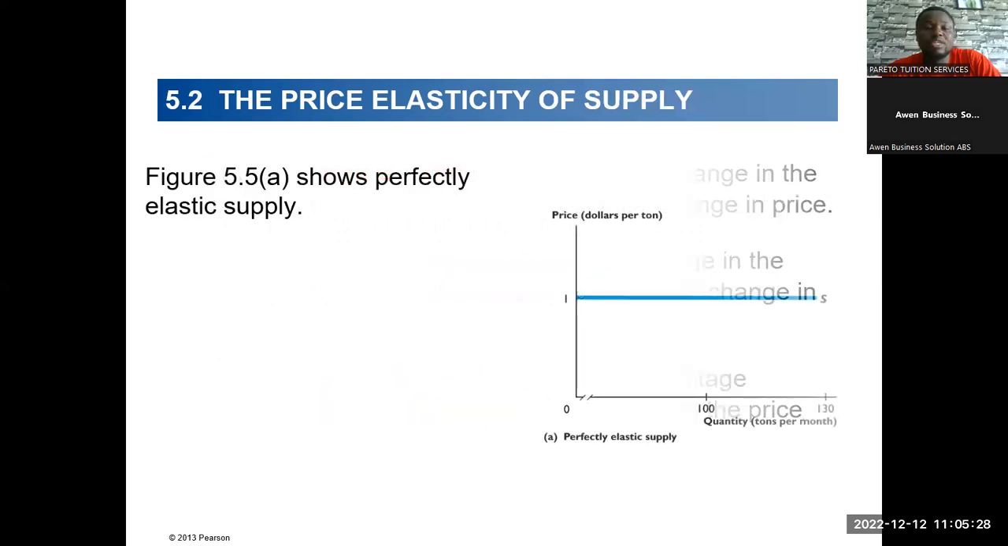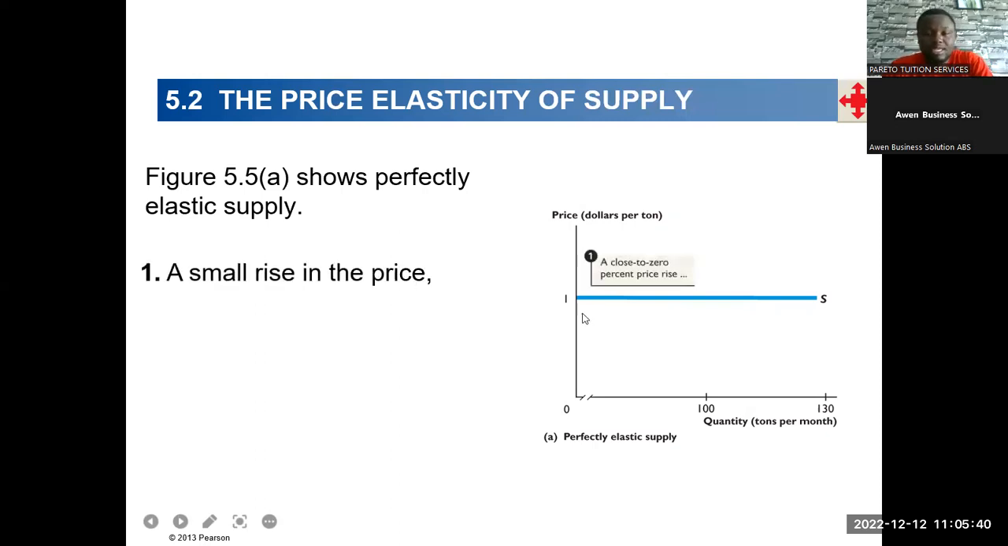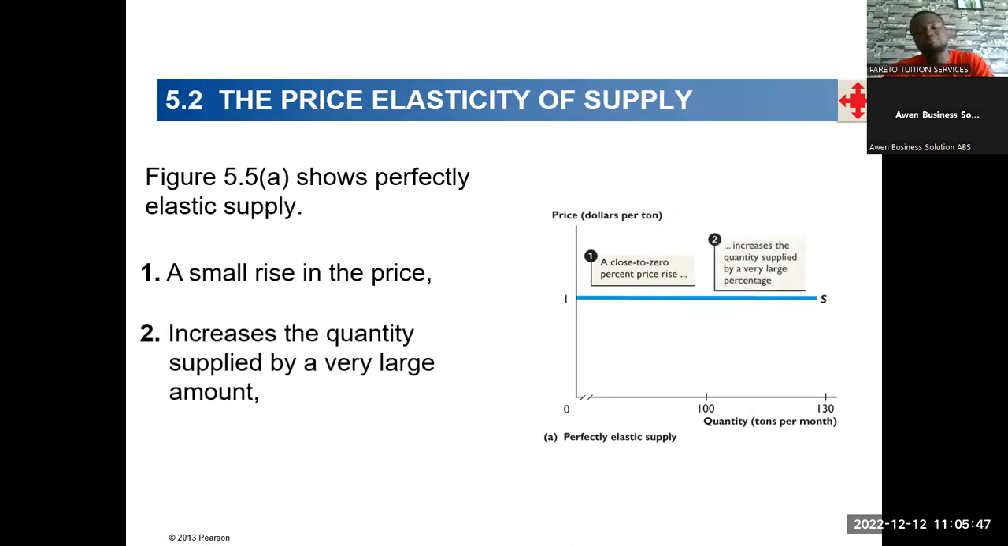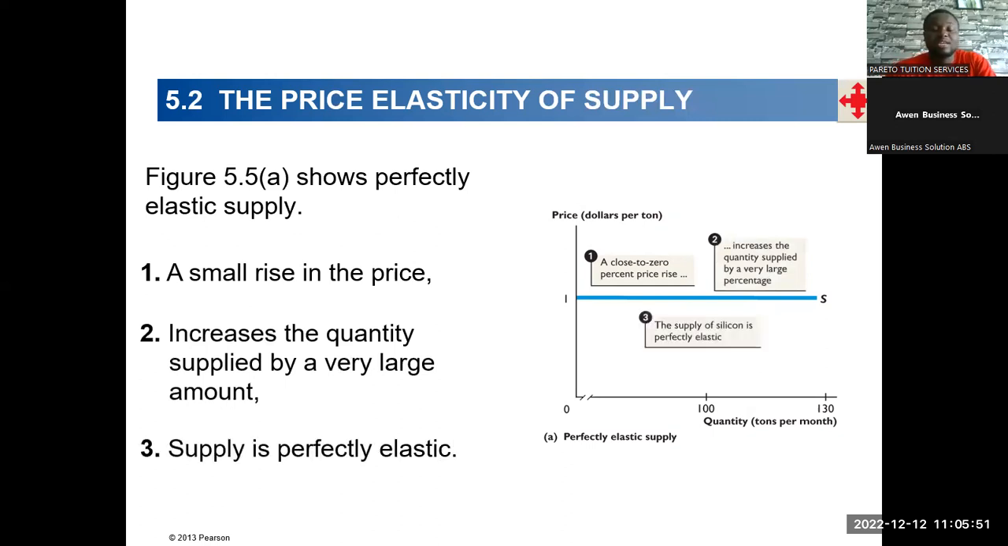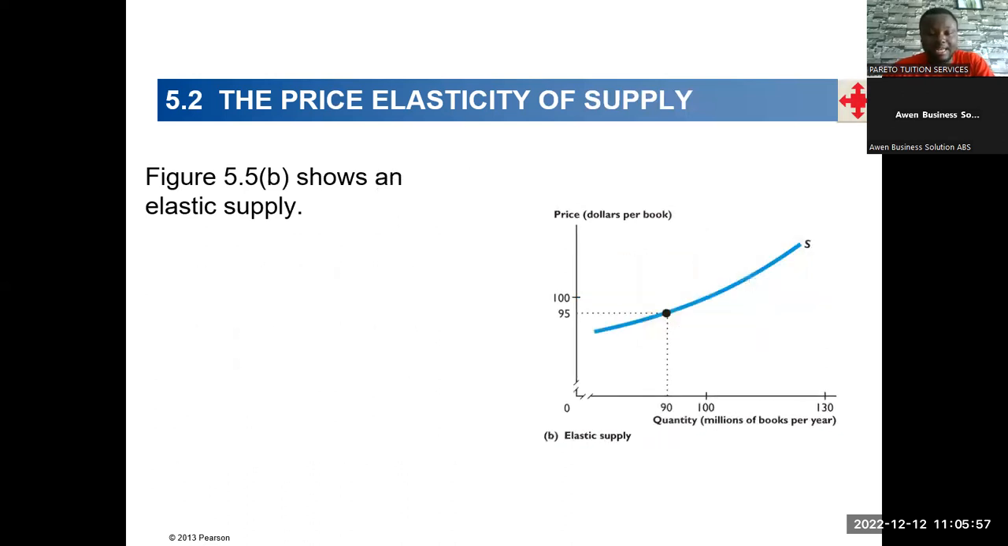Okay. So diagrammatically, it's just the same as the demand. This is for perfectly elastic supply. You see that they're the same price, but the quantity supplied will vary. There's almost no change in price, but maybe due to certain factors, producers will be induced to either produce more or produce less. So that is perfectly elastic supply.